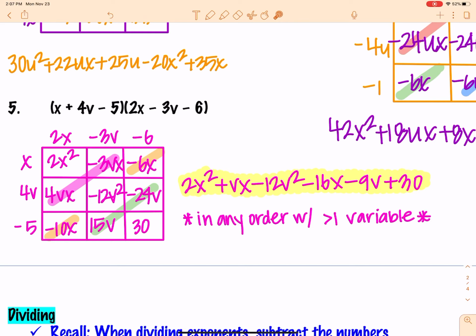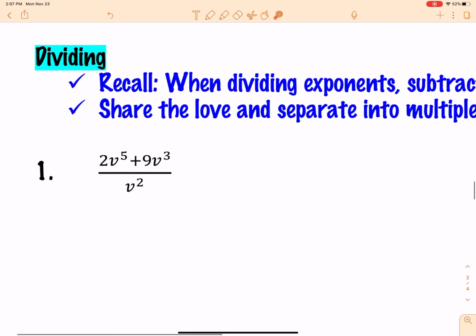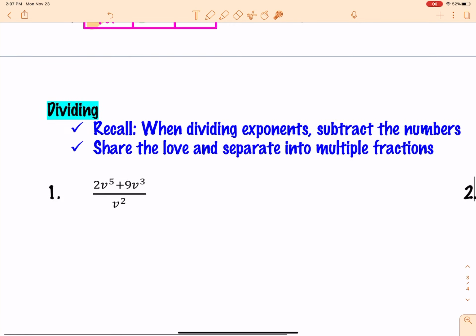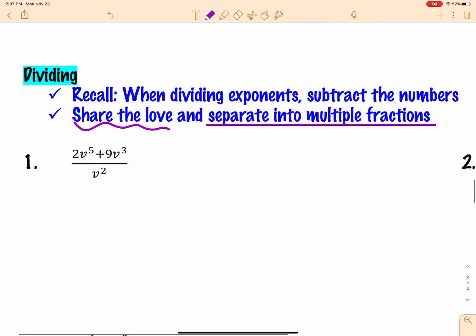Now we're going to relearn how to divide or simplify exponents as well. So up until now, I think a lot of you guys have wanted to simplify your fractions, and I've told you we're going to learn it at some point, and today is the day. So recall when dividing exponents, you subtract the numbers. You guys know that. I'm going to talk about something called sharing the love and how you're going to simplify or separate these into multiple fractions. You'll see on either your test or Alex that some of the problems in this chapter are going to want you to not keep your answer like this. This is not simplified enough in some areas. We're going to want you to separate them into multiple fractions.